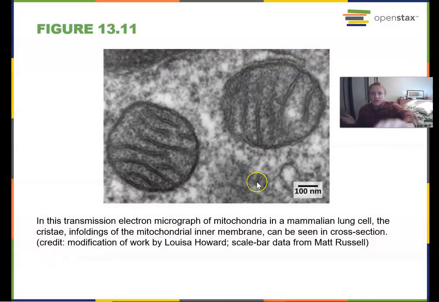So here's a cool little image from an electron microscope that just took a picture of some mitochondrial cells within a lung. Mitochondrial cells have two membranes, and we're going to talk about how that probably came to be as well.